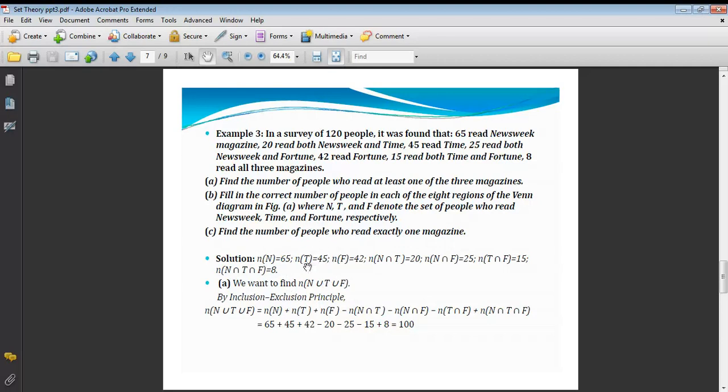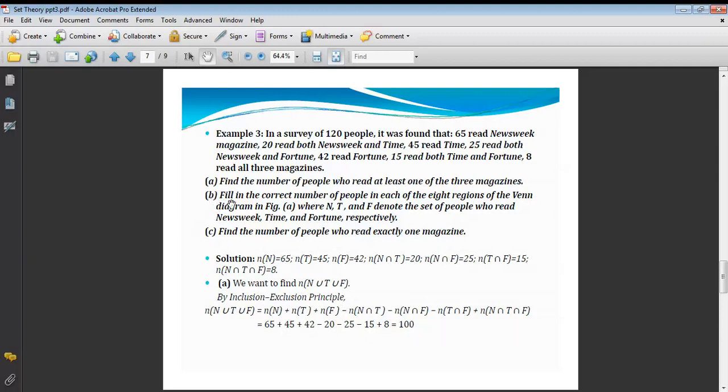In the first part, since we have to find the number of people who read at least one of the three magazines, for that we use the inclusion-exclusion principle. So that is the number of N union T union F. By the extended version of the inclusion-exclusion principle, writing down all the terms, it is 100.